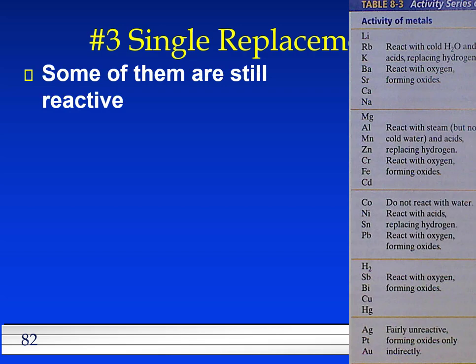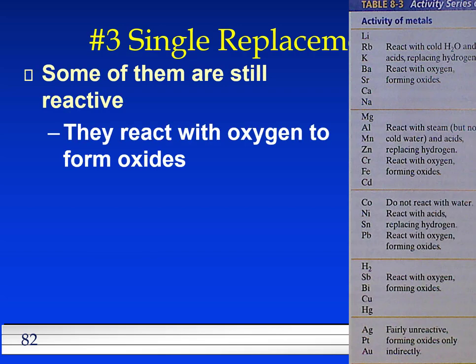Some of them are still reactive. They'll react with oxygen to form oxides. The reason the Statue of Liberty is green is because the outside coating is copper, and being exposed to the air has turned it into a copper oxide. That greenish color is copper oxide, copper 2 oxide.